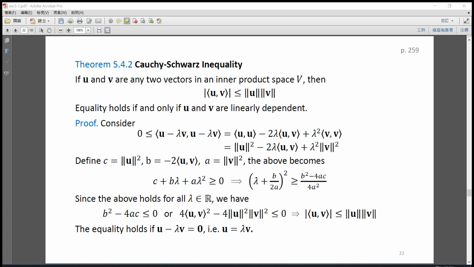To prove this theorem, consider the inner product of U minus lambda V and itself. And this inner product is greater than or equal to 0 for any scalar lambda. This is due to the first property of the inner product. After some arrangements, we have the square of the norm of U minus 2 lambda times the inner product of U and V plus lambda squared times the square of the norm of V. Then we define C as the square of the norm of U, B as -2 times the inner product of U and V, and A as the square of the norm of V. Then the above inequality becomes C plus B lambda plus A lambda squared is greater than or equal to 0.